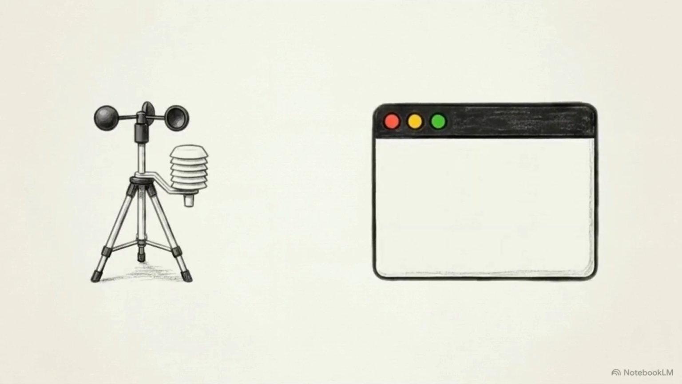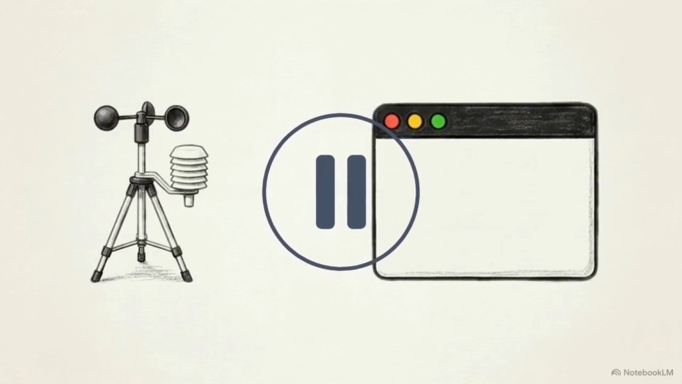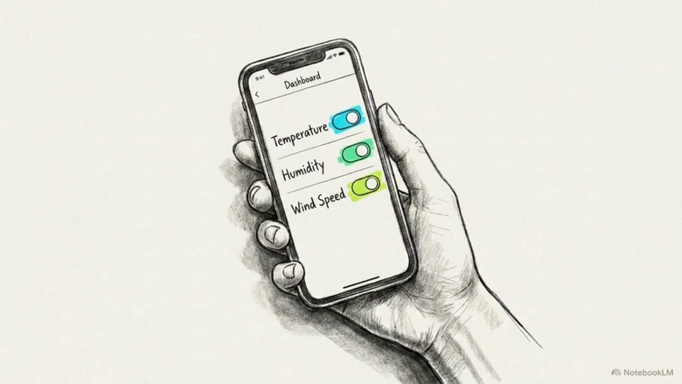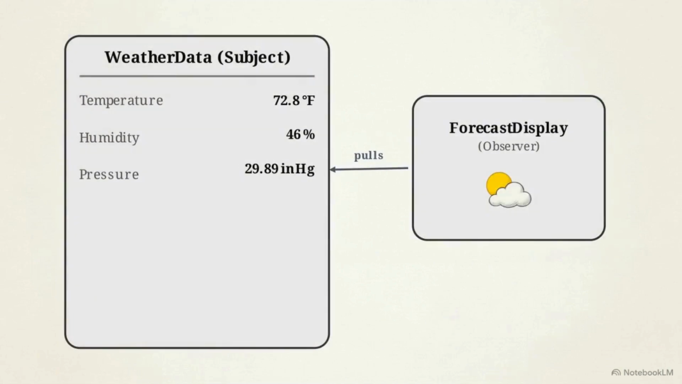Instead, the observer uses getter methods to request only specific data it needs. Let's apply this. Pause the video and write the pseudocode for a new forecast display using the pull model. To implement this, the forecast class implements the observer interface. Inside its update method, it calls a getter on the weather data object to pull the temperature. The pull model shifts the responsibility of data selection to the observers. If the subject adds new types of weather data later, your existing observers won't need their method signatures changed.